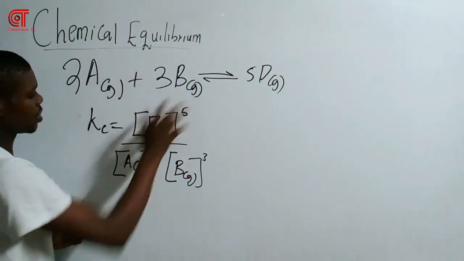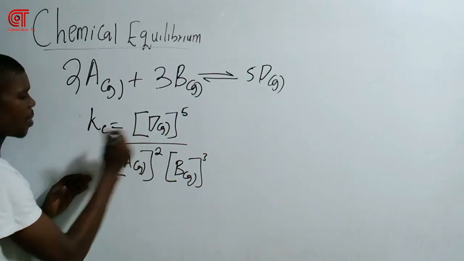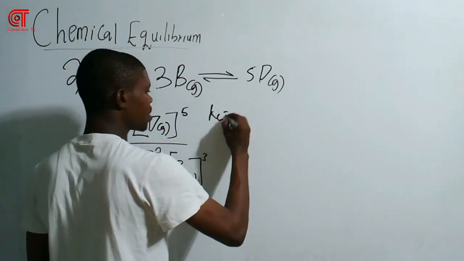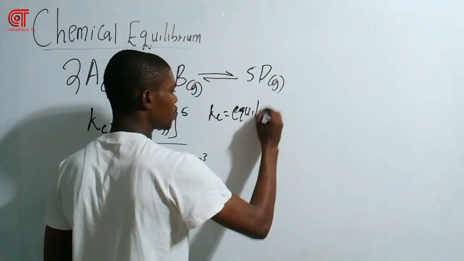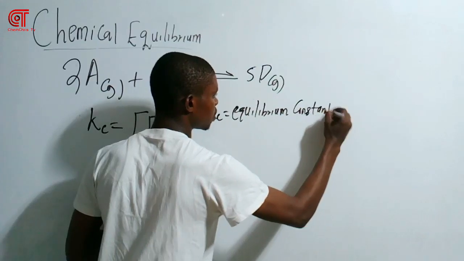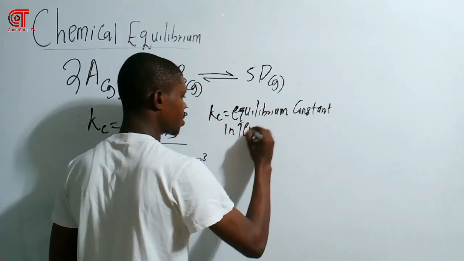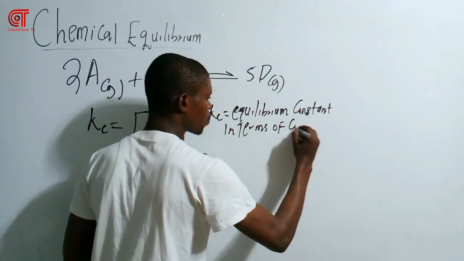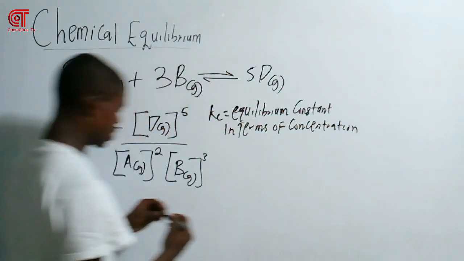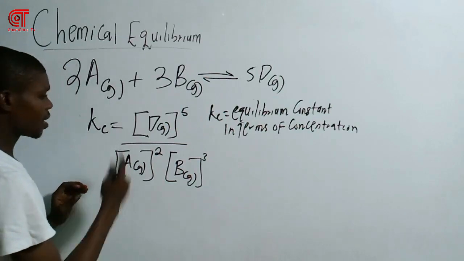For a reaction at equilibrium. Now this one is Kc. Kc means equilibrium constant in terms of concentration. Is that okay? Now we have another one that is called Kp.